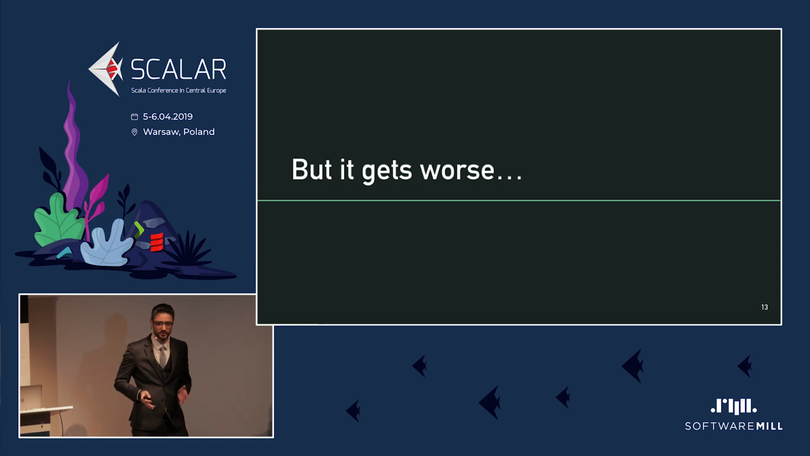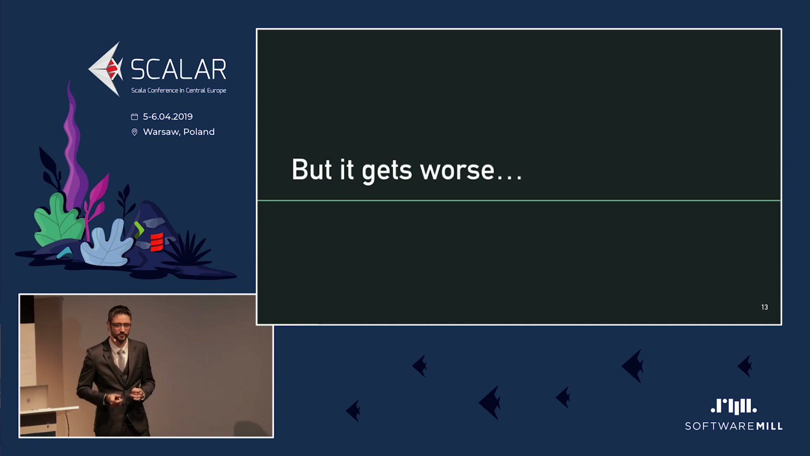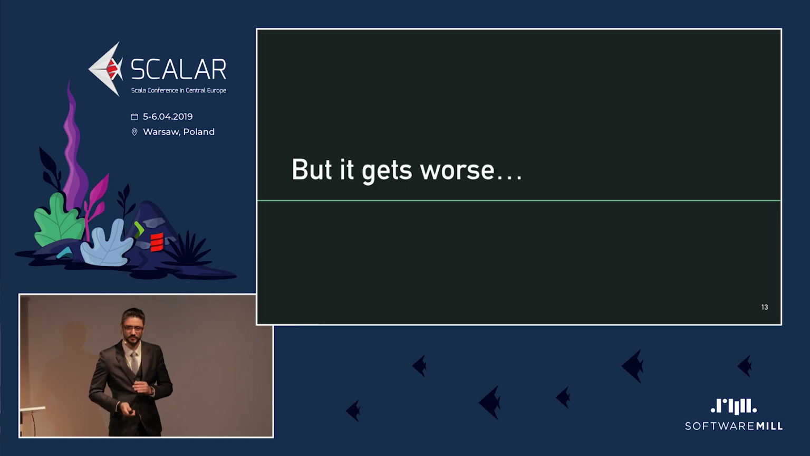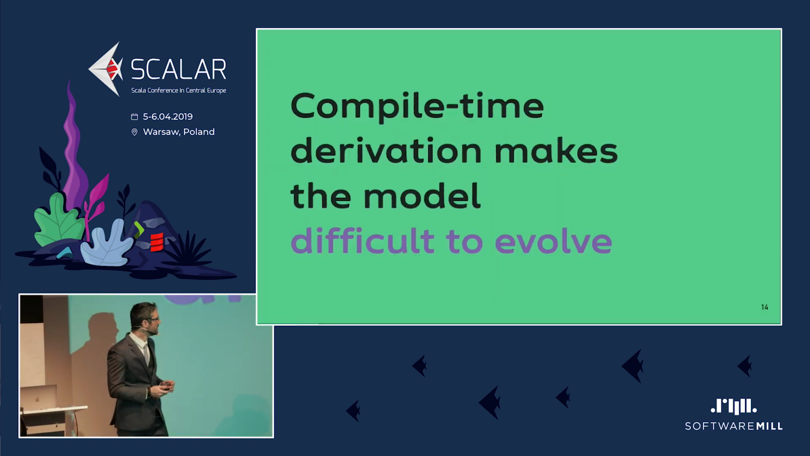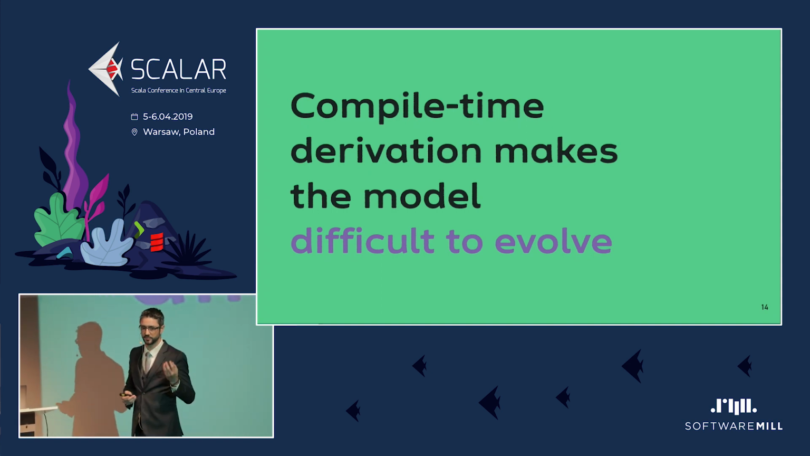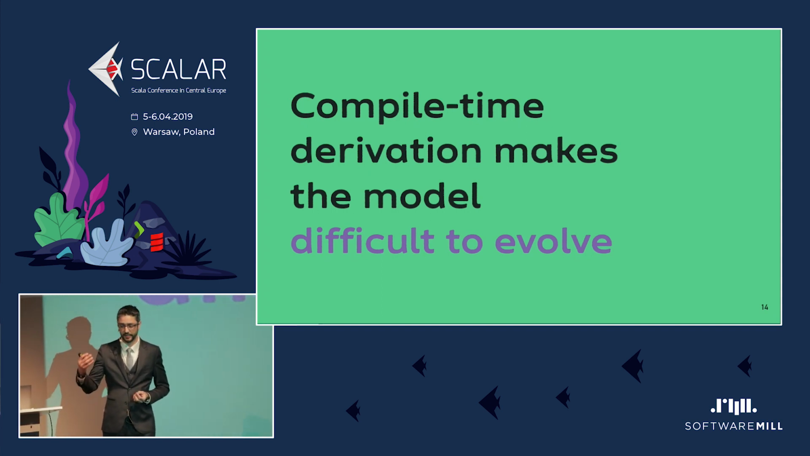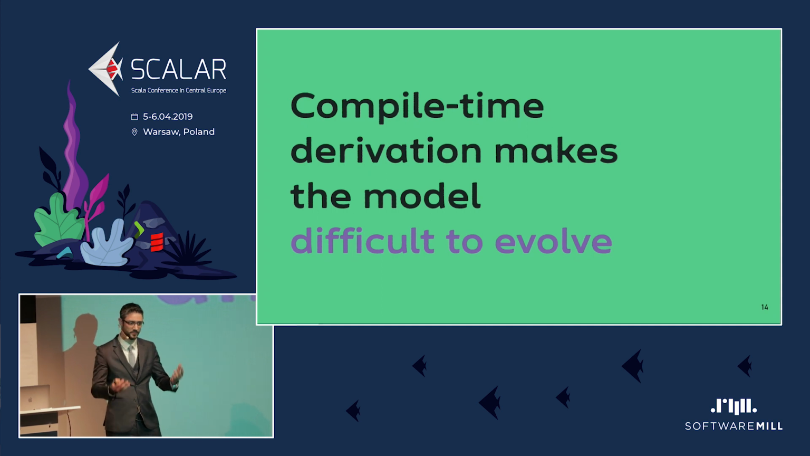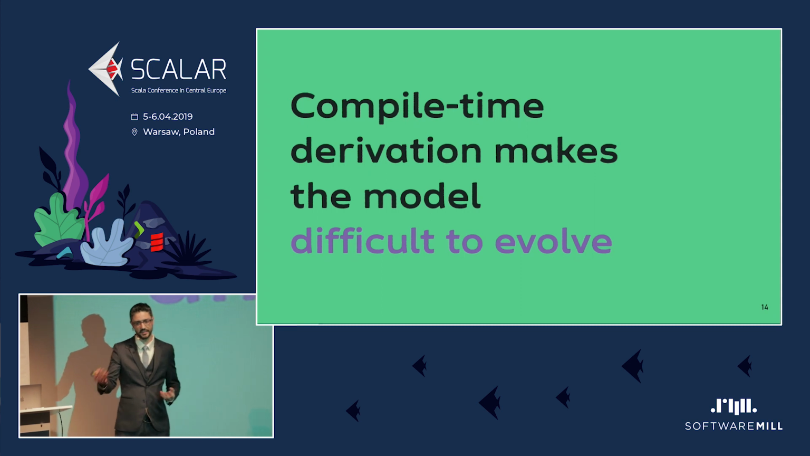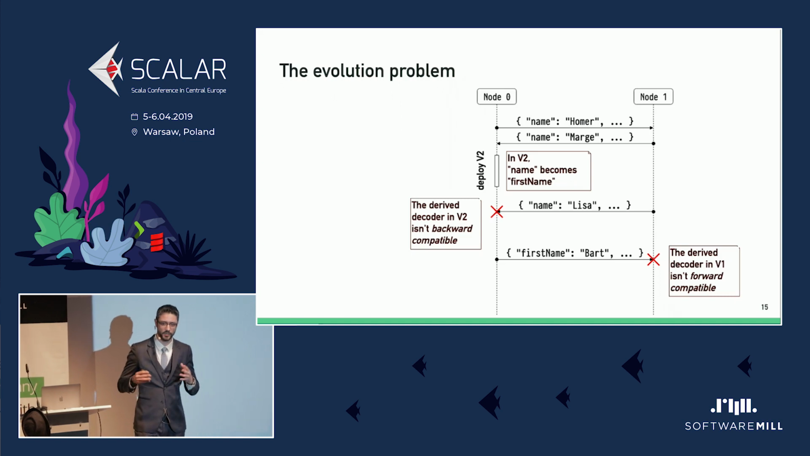But it gets worse. There is one problem compile time derivation cannot solve. And this problem is all over the place, and it breaks your project in very subtle cases. The problem is that your code needs to evolve. And the data you put on the wire will be there forever. So at some point, you will lose the synchronization between your code and the serialized data, right? Let's take a quick look at what we call the evolution problem.